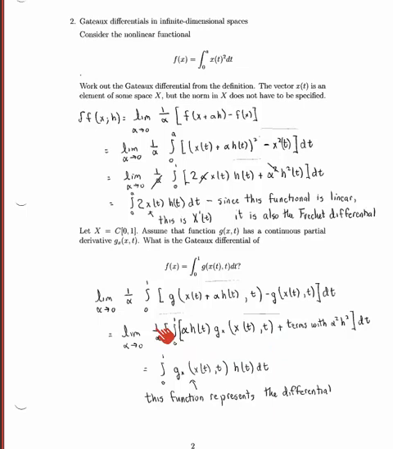So what survives? This alpha cancels that alpha, and all I'm left with is the integral from 0 to 1 of the partial derivative of g with respect to its first argument multiplied by h. Again, this is a linear functional of the function, the vector h of t, and it's represented by this partial derivative of g.